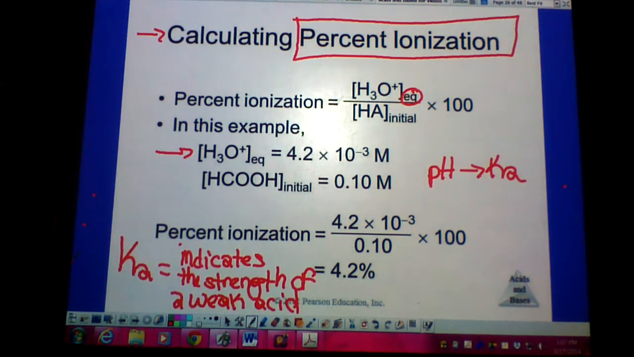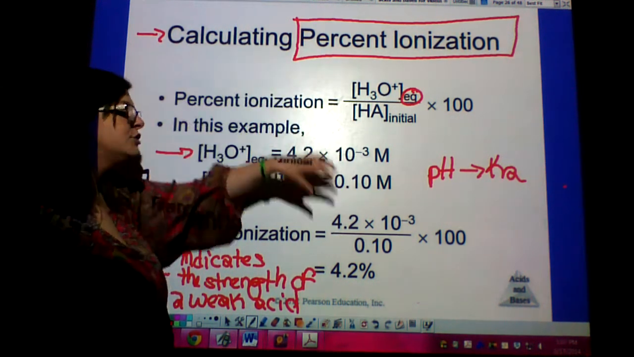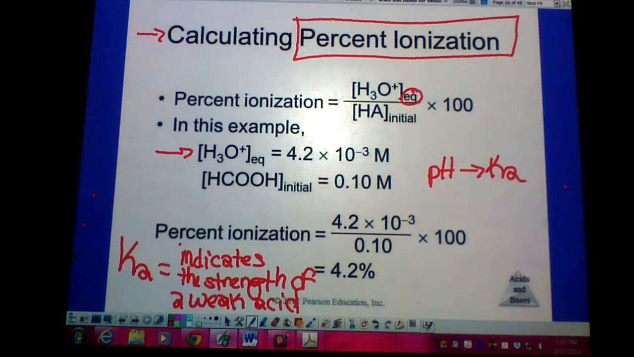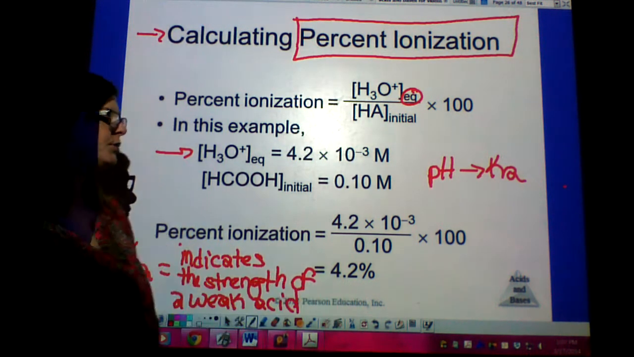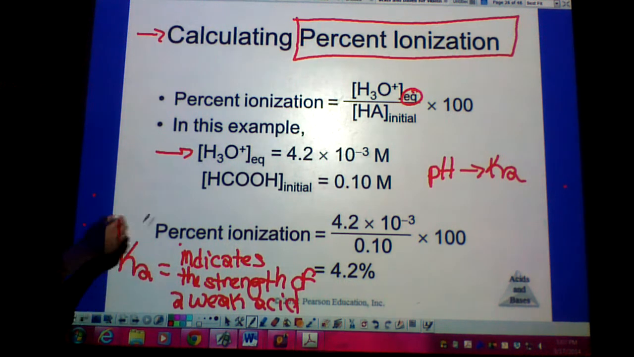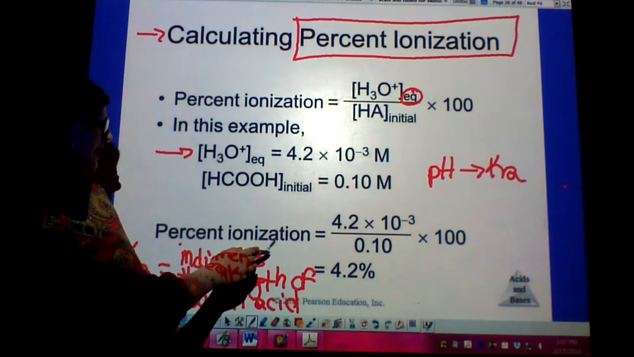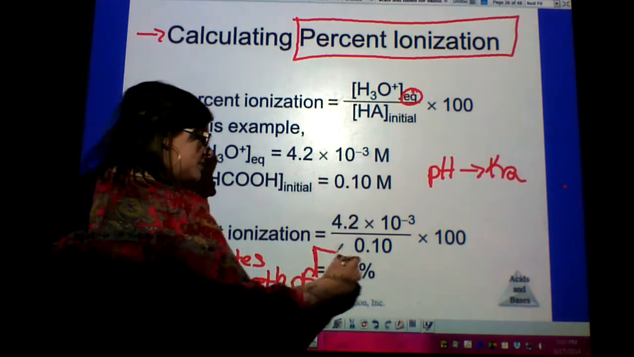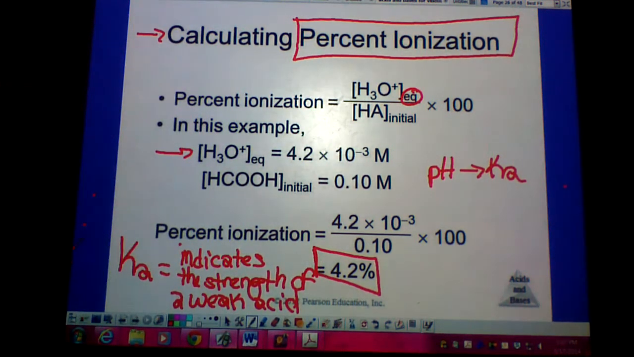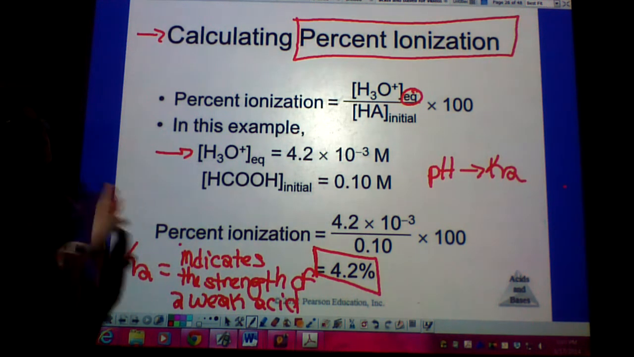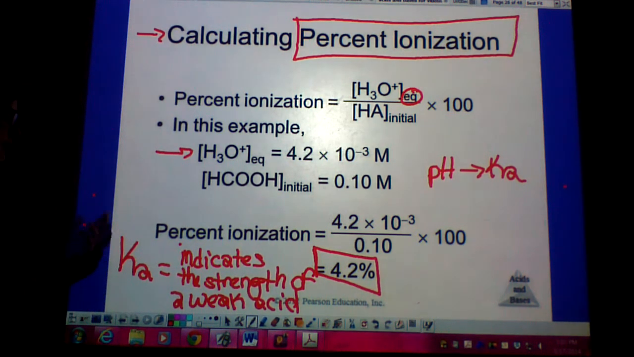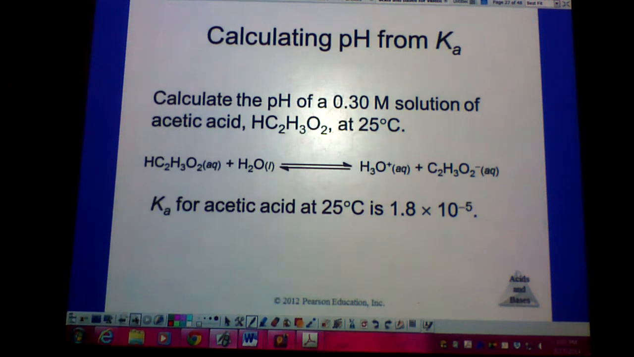Percent ionization is just another way that we can show the strength of a weak acid. Here we see that it ionized only 4.2%. Ka is another way that we can indicate the strength of a weak acid. If we're talking about percent ionization, the stronger the acid, the higher the percentage, because that just means I have dissociated my weak acid into more ions. So the percent ionization should be greater. Okay, so let's go back to this one.